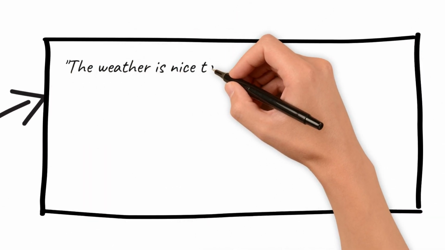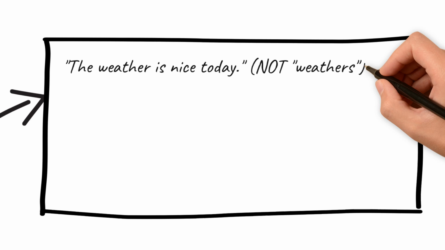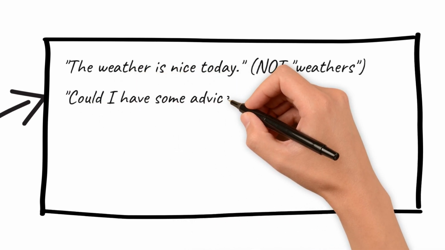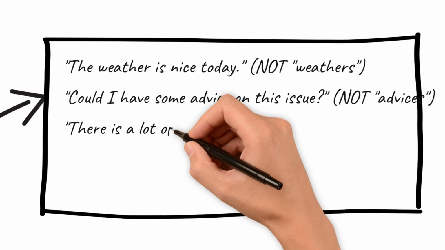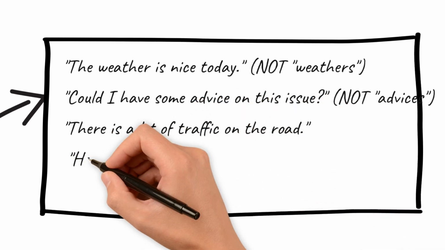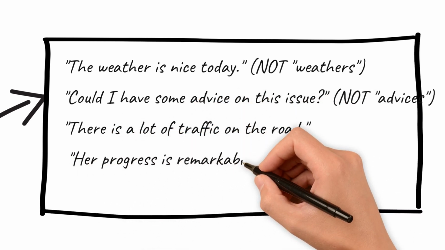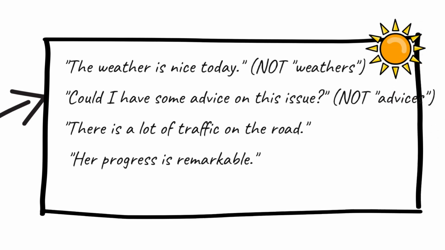Could I have some advice on this issue? Not advices. There is a lot of traffic on the road. Her progress is remarkable. Uncountable nouns include words like furniture, information, luggage, equipment, health, and work.